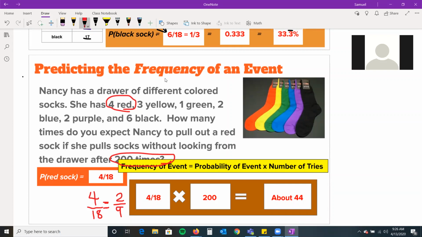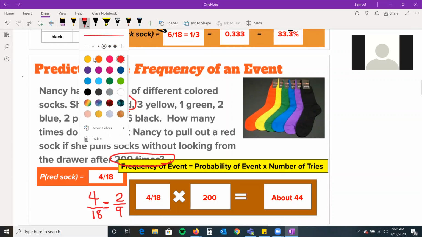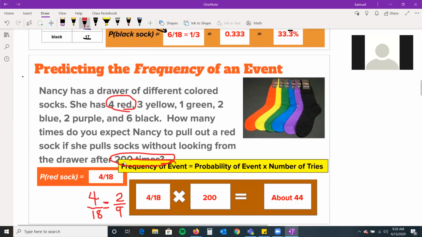So look here, guys. I want you guys to go ahead on your slide. I want you guys to try and circle this, or you can write text under this, some asterisks. Frequency of the event equals probability of the event times the number of tries. Okay, so we've got the probability of the event, which is 4 out of 18 or 2/9, times the number of tries. She's drawing 200 times.